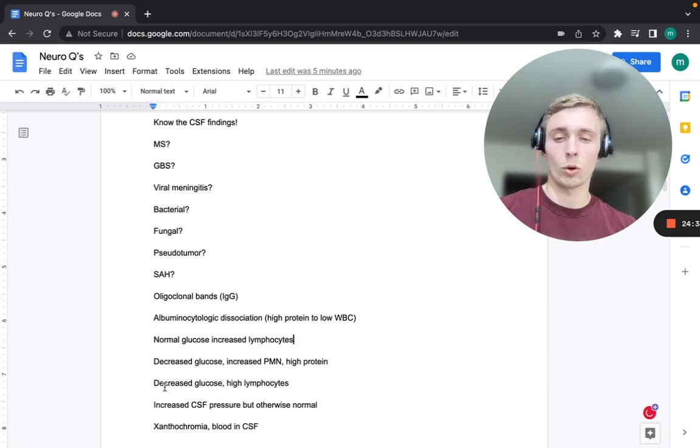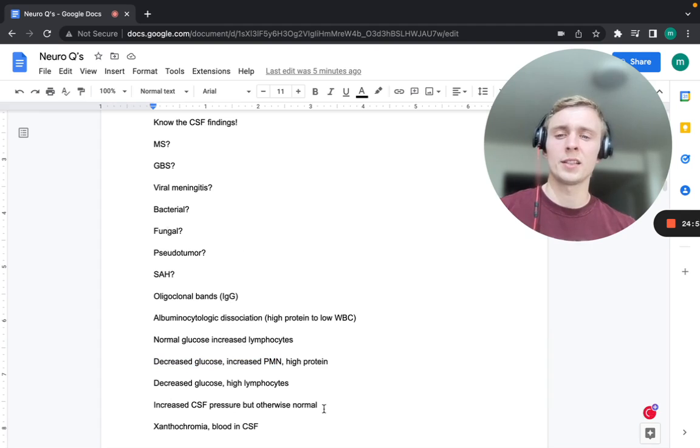For bacterial, of course, decreased glucose. You must know that. Bacteria eating up the glucose. Increased white blood cells overall, as it's a bacterial infection, and increased protein from the metabolism of the bacteria itself. So increased protein, increased PMNs, and decreased glucose for bacterial meningitis.